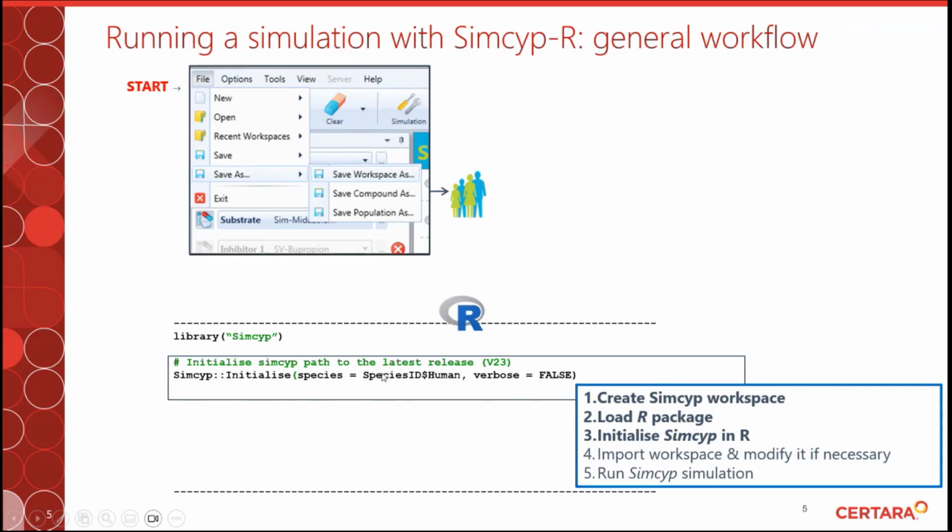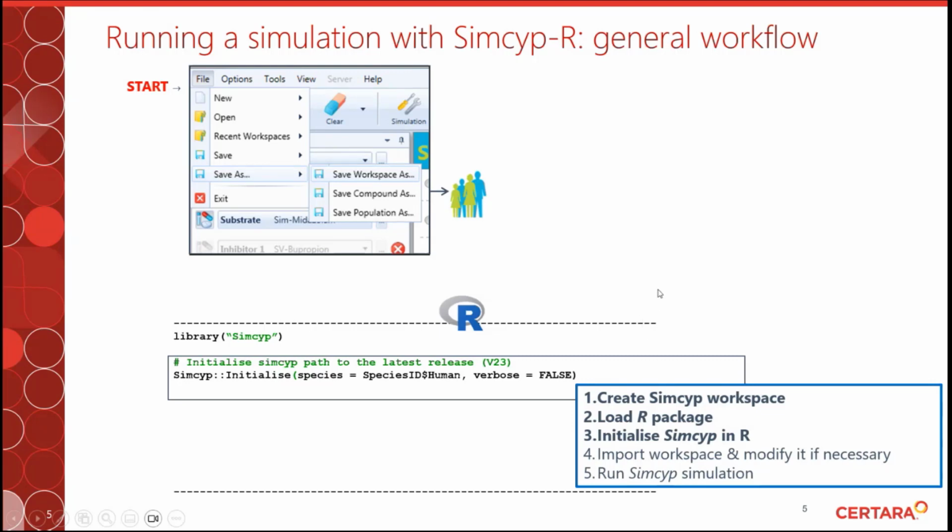To initialize to previous Simcyp engines, you would have an additional step within this function, which is specifying the file path of the version 21 simulator engine path. There are examples within the package that you can have a look at to do this for you.